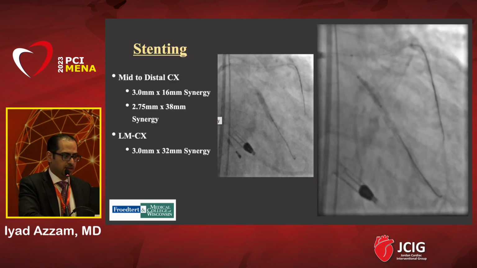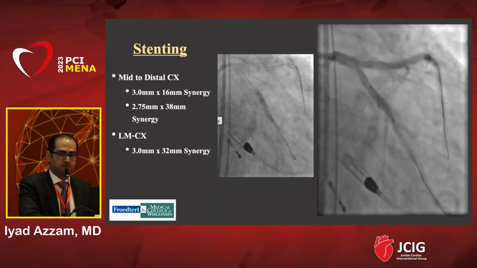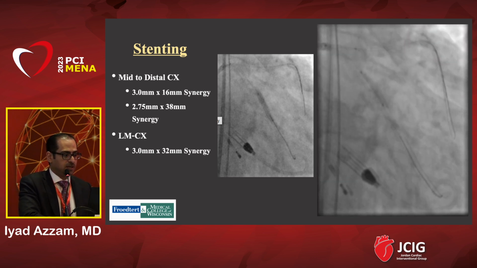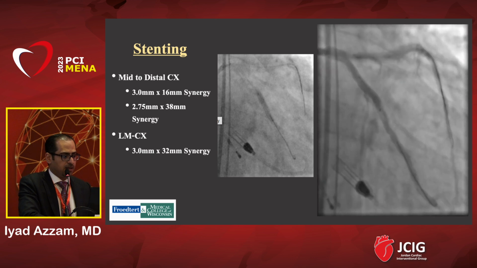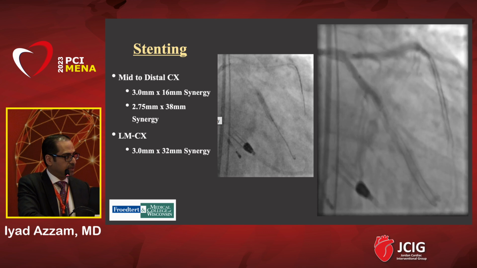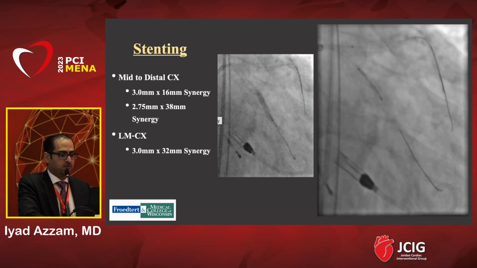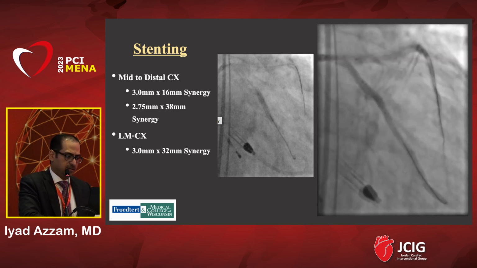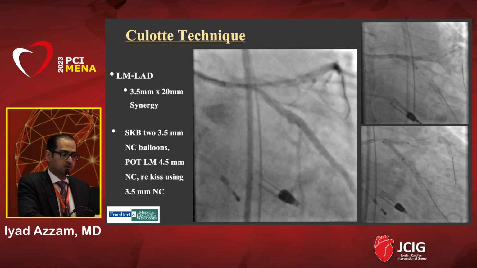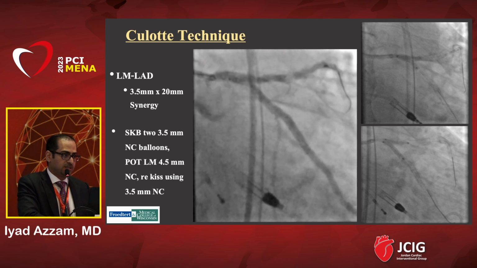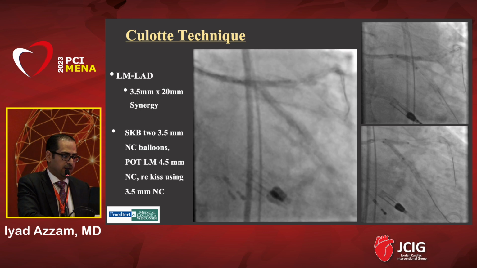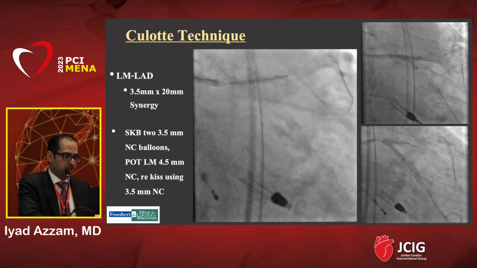Then stented the mid to distal circumflex using a 2.75-38 Synergy, and proximal to that we deployed a 3.0-16 millimeter Synergy. Then left main into circumflex was stented using a 3.0-32 Synergy and post-dilated the left main portion to 3.5 initially, then 4.0. This was IVUS guided. Then recrossed through the stent struts into the LAD. Performed simultaneous kissing balloon angioplasty, then stented the left main into LAD using a 3.5-20 millimeter Synergy.